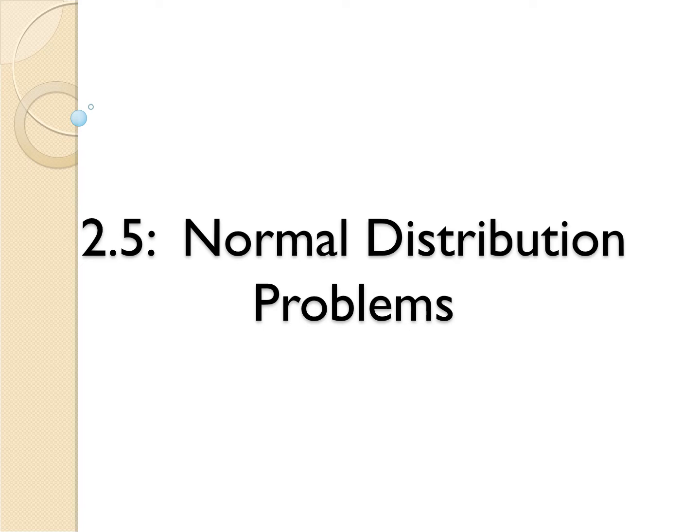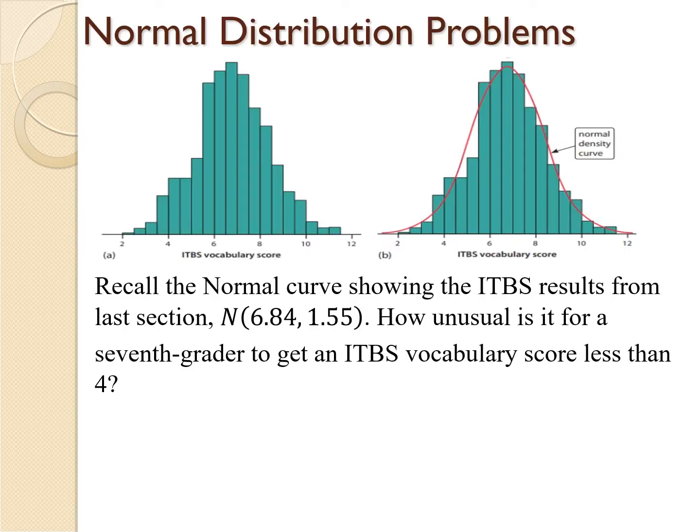In section 2.5, we learn about something called the normal distribution, which really serves as the backbone for the entire rest of the course. So in the last section, we applied the empirical rule to this bell-shaped histogram showing the ITBS vocab scores for students in Gary, Indiana. We know the mean and the standard deviation, which are shown here.